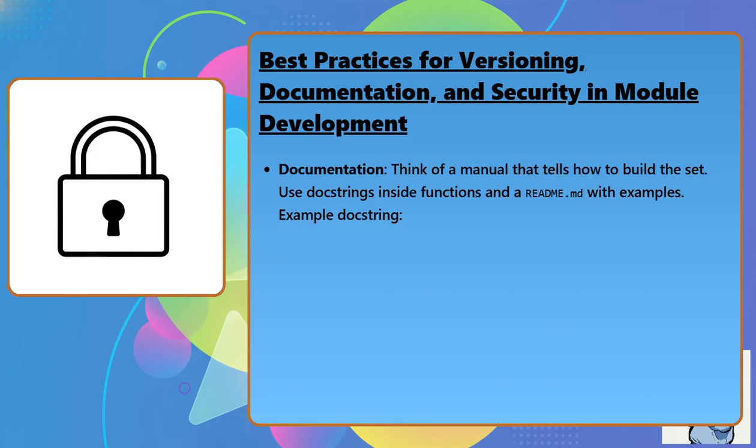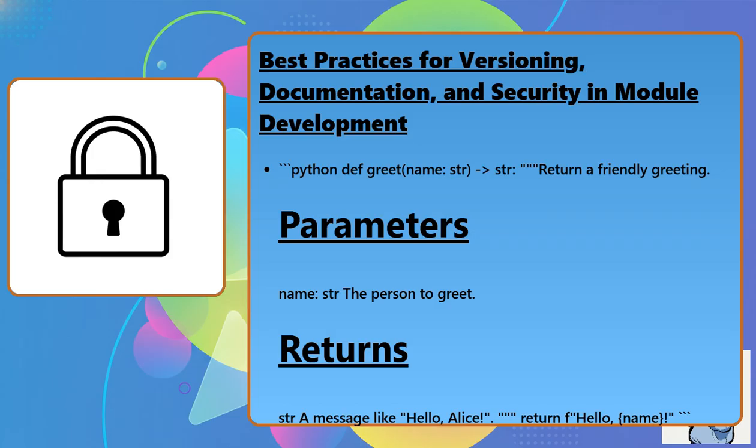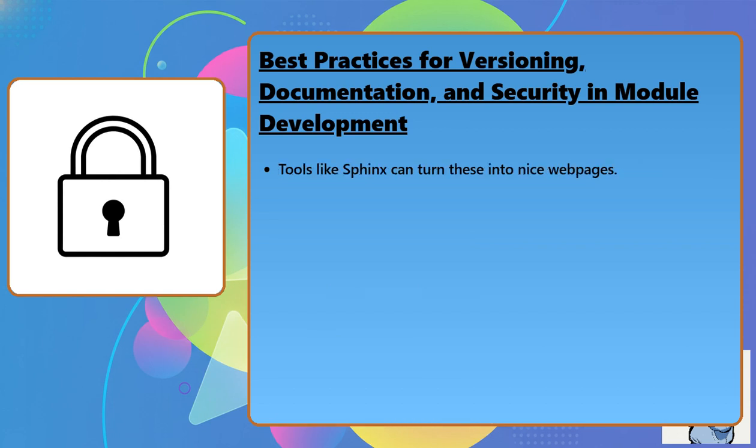Documentation: think of a manual that tells how to build the set. Use docstrings inside functions and a README.md with examples. Example docstring: def greet(name: str) -> str. The docstring says: Return a friendly greeting. Parameters: name, a string, the person to greet. Returns: a string, a message like hello Alice. The function returns hello, name. Tools like Sphinx can turn these into nice web pages.